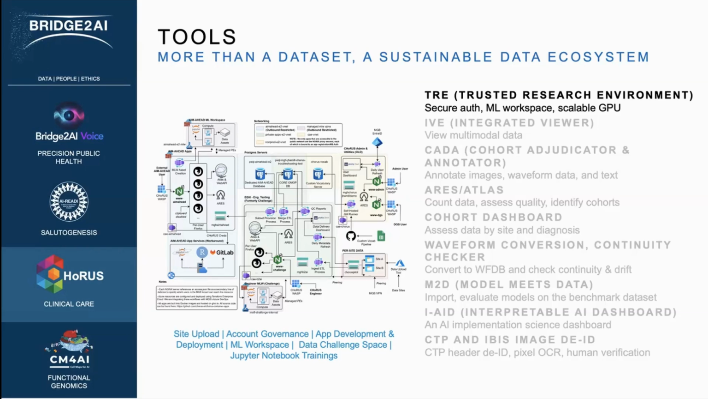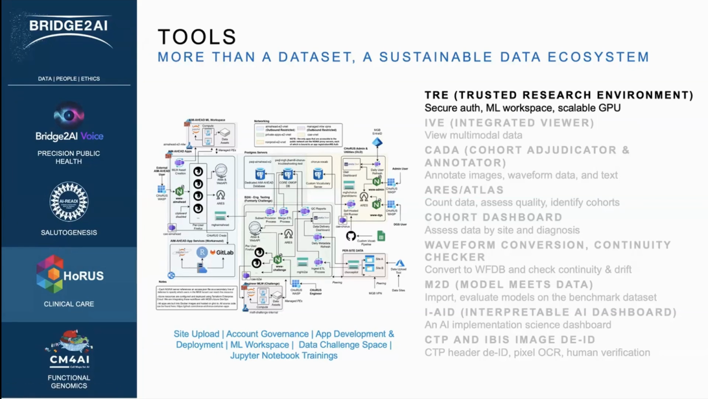There's account governance that describes who's authorized and authenticated to enter the site, which is intended for controlled access. And then there's a central area where engineers can develop and deploy apps. And then on the top and the left, there's a machine learning workspace where people can sort of enter who are given authorization and then authenticate. And then we have various data challenge spaces that we can deploy for different types of datathons. And I'll talk about some of the ones that we've hosted.